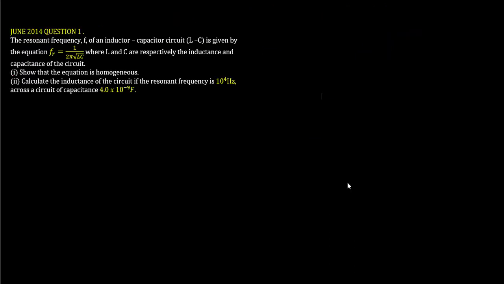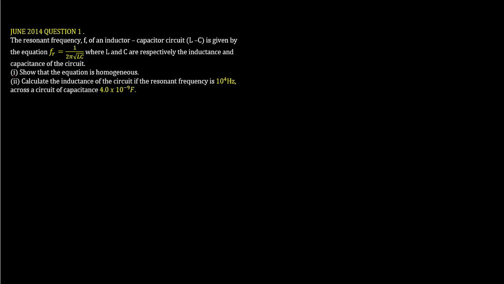Okay, so now the resonance frequency Fr of an inductor capacitor circuit, that's an LC, is given by the equation Fr is equal to 1 over 2 pi times the square root of LC, where L and C are respectively the inductance and capacitance of the circuit. Roman 1, show that this equation is homogeneous, and Roman 2, calculate the inductance of the circuit if the resonance frequency is 10 to the 4 Hz across the circuit of capacitance 4 times 10 to the negative 9 farads.